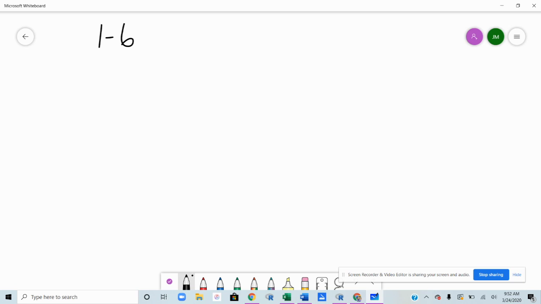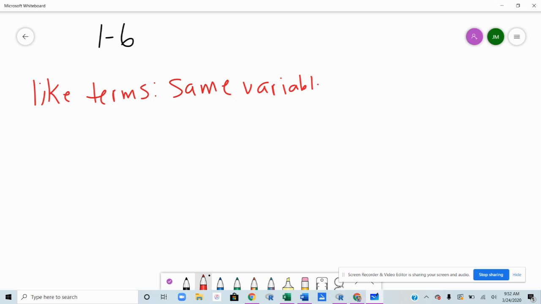So first, let's talk about like terms. So we just talked about what terms are. Those are your different parts of your expression. Like terms means that your terms have the same variables with the same exponents.